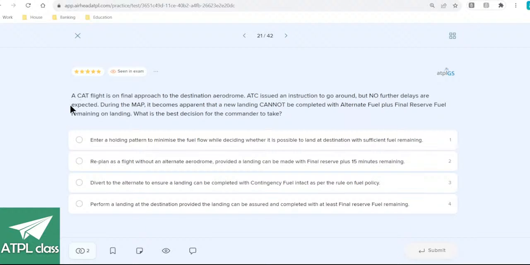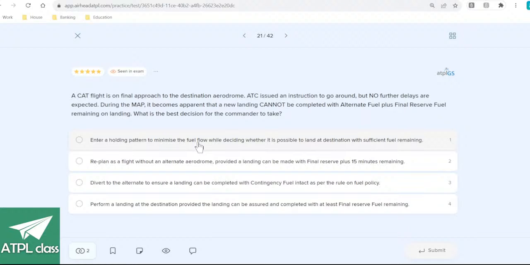CAT flight is on final approach to the destination airdrome. ATC issued instruction to go around, but no further delays are expected. During the missed approach, it becomes apparent that a new landing cannot be completed with the alternate fuel plus final reserve fuel remaining on landing. What is the best decision for the commander to take?